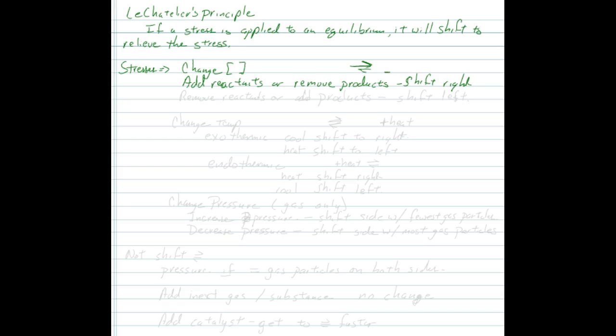If you remove reactants or add products, it would do the opposite. It will shift left. That's probably the easiest one to do.